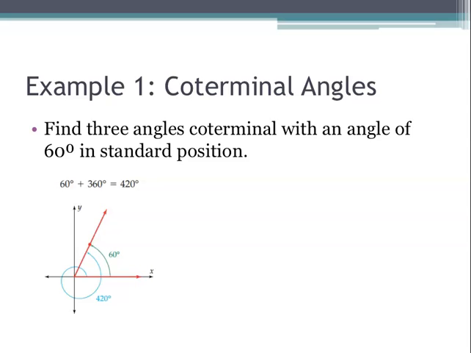So we can do the same thing. Instead of adding 360 degrees, we can also subtract 360 degrees. So let's do that as well. 60 minus 360 gives us negative 300.